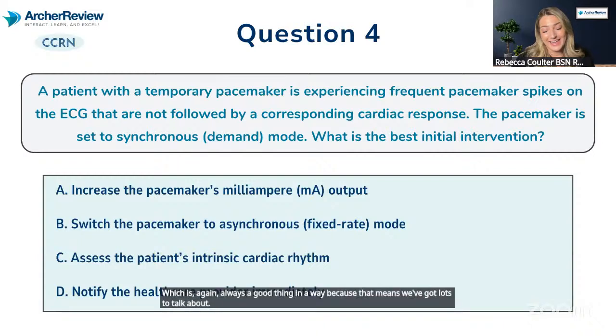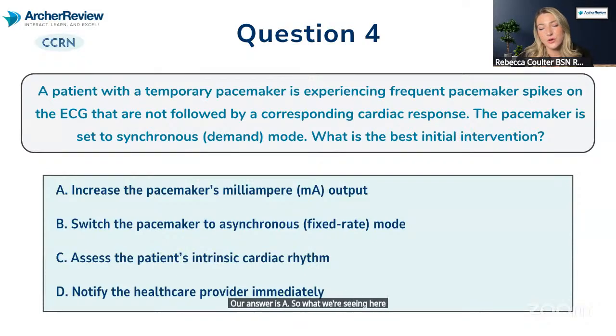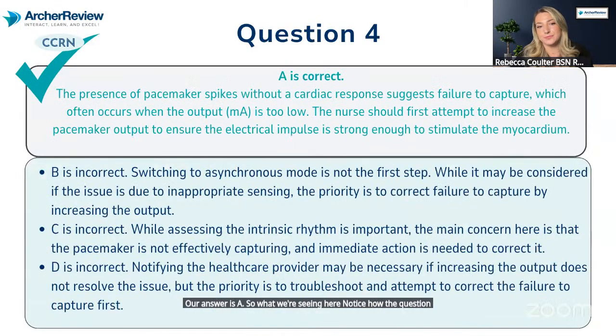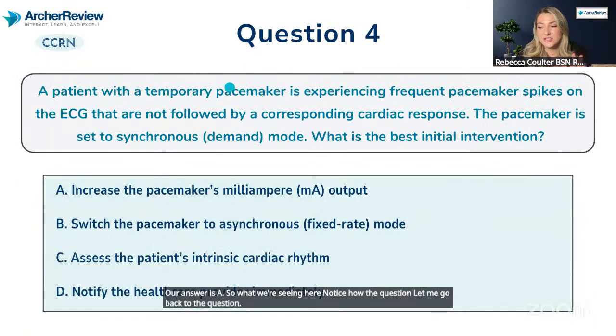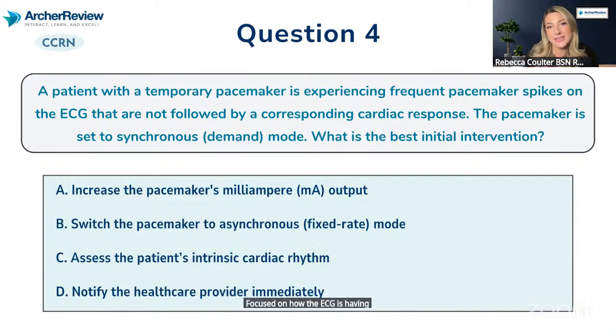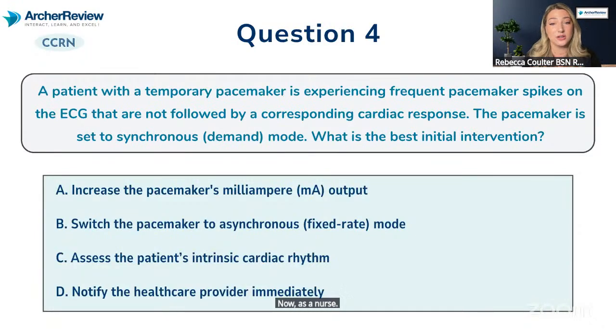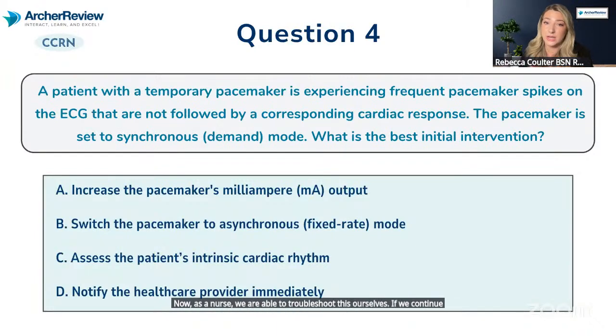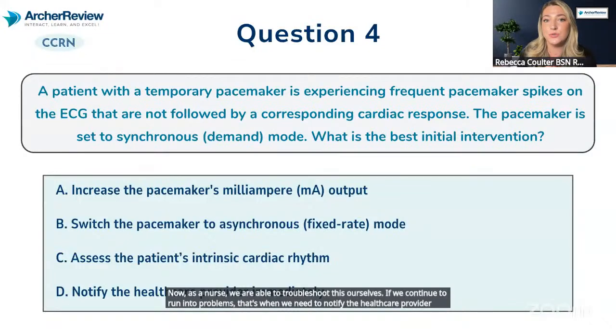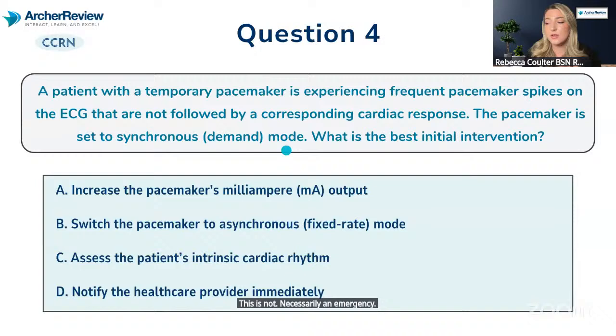Our answer is A. So what we're seeing here, notice how the question, let me go back to the question, focused on how the ECG is having pacer spikes, but we're not seeing a corresponding QRS complex following that pacer spike. Now, as a nurse, we are able to troubleshoot this ourselves. If we continue to run into problems, that's when we need to notify the healthcare provider. But there are some things that we can do under our scope of practice before having to get the healthcare provider involved. This is not necessarily an emergency. What we want to do is increase our pacemaker output. We're seeing the pacemaker spikes, but we're not getting capture.